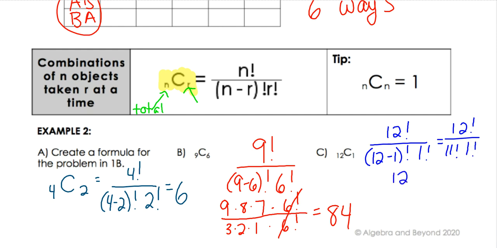So 12 factorial is 12 times 11 factorial over 11 factorial times 1 factorial. So those 11 factorials cancel out. We're really just left with 12 over 1, which is 12. So those are some basic combination problems. Now we're going to use that to solve some word problems.